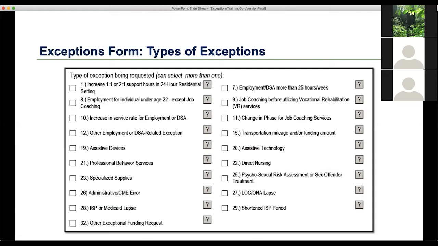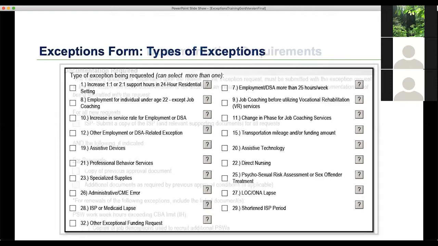So again, we're looking at that streamlining. And you can indicate as many of these that apply to that person, and those questions will pop up that are specific to that service. These question boxes are just clarifying language. If you're like, I wonder what that means, just click on the box and it explains to you what that type of exception request would be asking for.